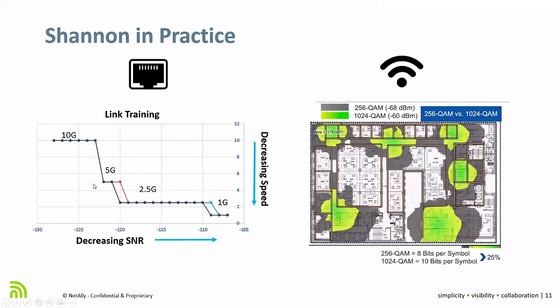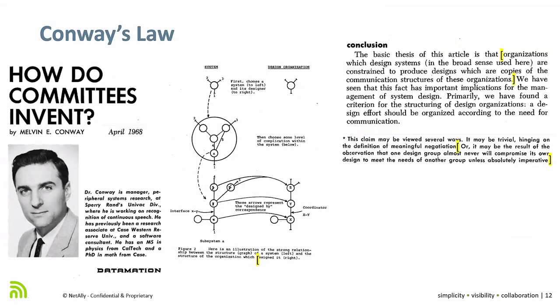And we see Shannon in practice, right? Links train down in speed automatically, QAM levels automatically adjust as you move nearer or further to an AP. We're living Shannon all the time, but there's kind of a lesser known law you may not be aware of that governs high tech almost more than any of these.